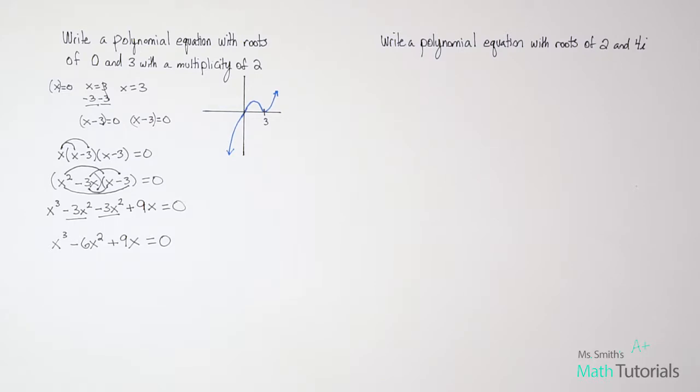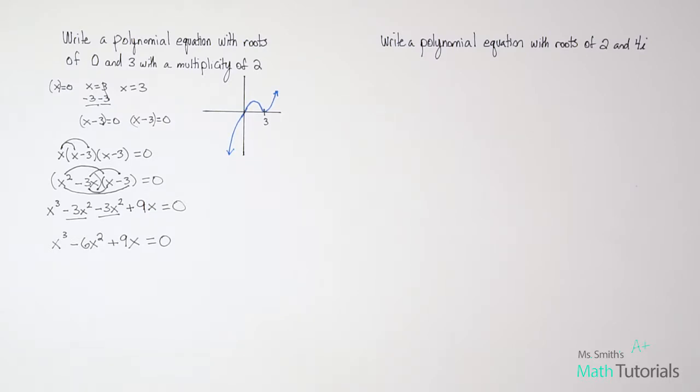Write a polynomial equation with roots of 2 and 4i. Now, if you have no idea what that i represents, it's an imaginary number. If you're like, what? You're definitely going to want to stop and review my video on imaginary numbers to catch up on that. But that's what that i represents.